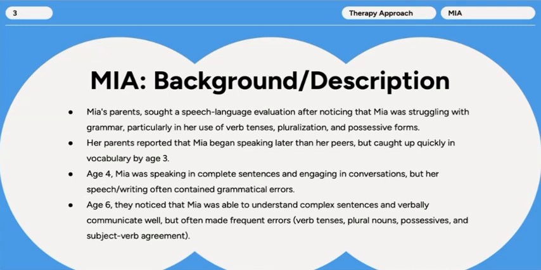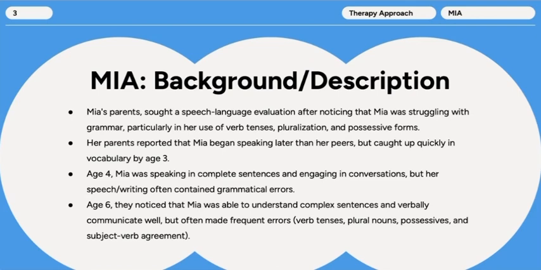Mia's parents sought out a speech language evaluation after noticing that she was struggling with her grammar, particularly in her use of verb tenses, pluralization, and possessive forms. Her parents reported that she began speaking later than her peers, but she caught up pretty quickly in vocabulary by the age of 3. By the age of 4, she was speaking in complete sentences, engaging in conversations, but her speech and writing often contained grammatical errors.